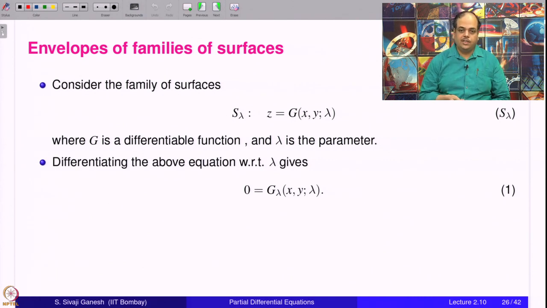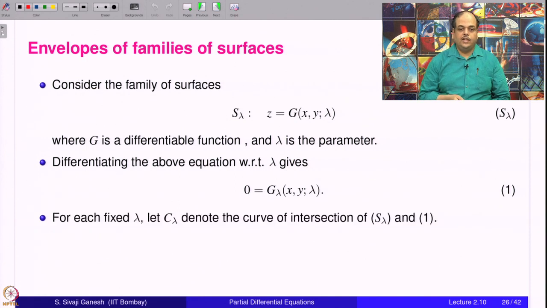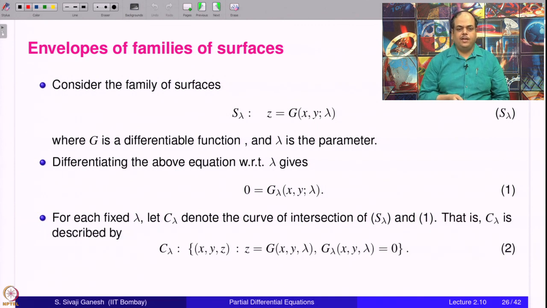Now, differentiate that with respect to lambda. So, we get this side it is 0, this it is just g lambda of x, y, lambda. Now, for each fixed lambda, let c lambda denote the curve of intersection of s lambda and this, means set of all x, y which are common to this and this. This is what we expect, whether it will be a curve etcetera, one has to see. Okay, this is a surface, this is another surface, intersection of two surfaces, we think it is a curve. Okay, that is the background behind calling this.